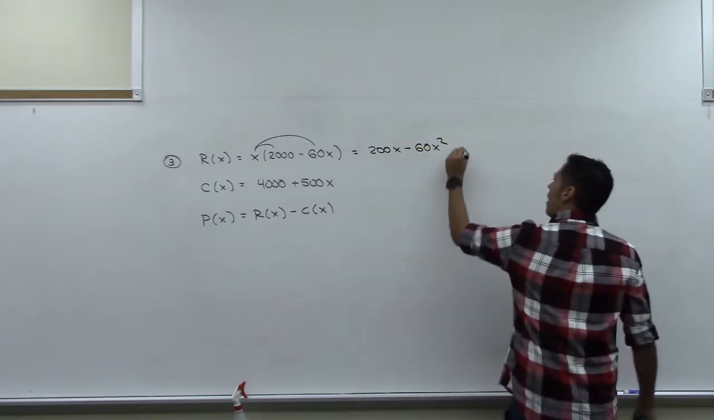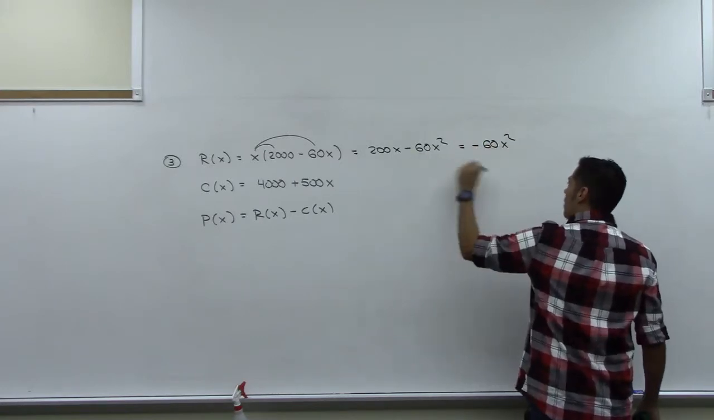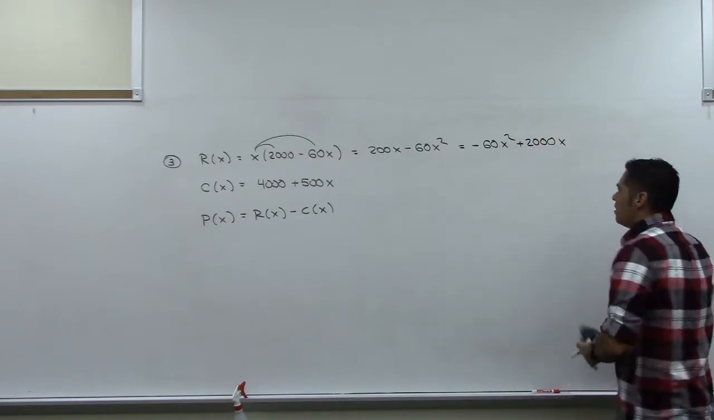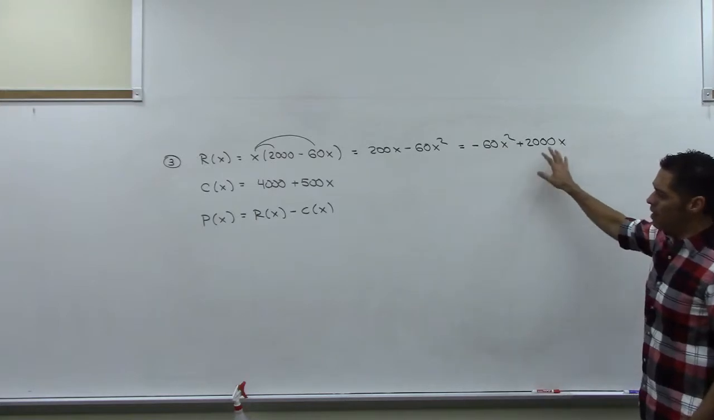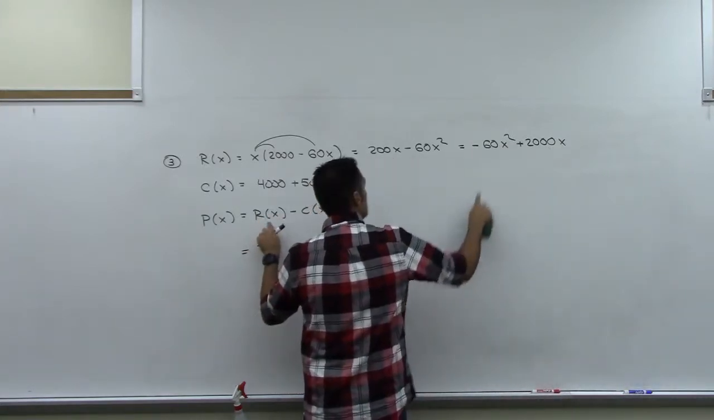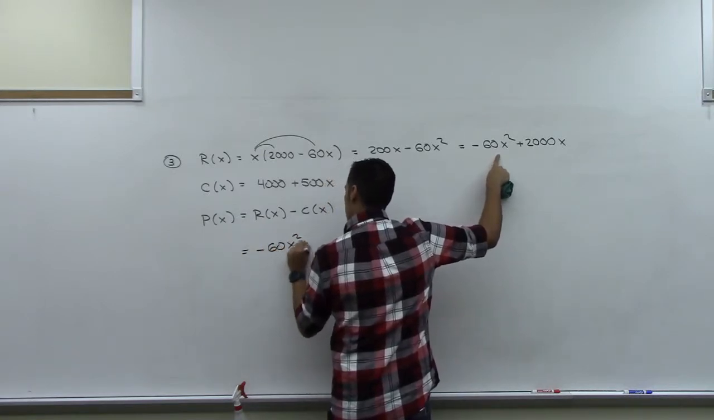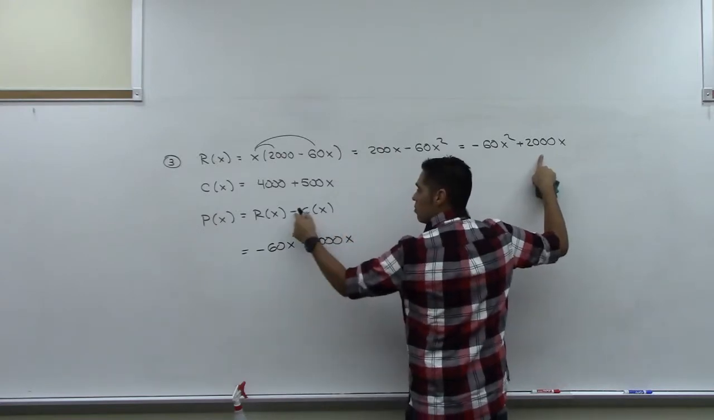And I could write it like that. I could also change it if I wanted to. There's nothing wrong with leaving it like this, but I could switch the order like that. And that's what we call descending order. It's the highest power of x down. I'm going to write it that way. And now when I come here to the profit function, I'm going to write my revenue function this way, negative 60x squared plus 2000x. And then I'm going to subtract my cost.